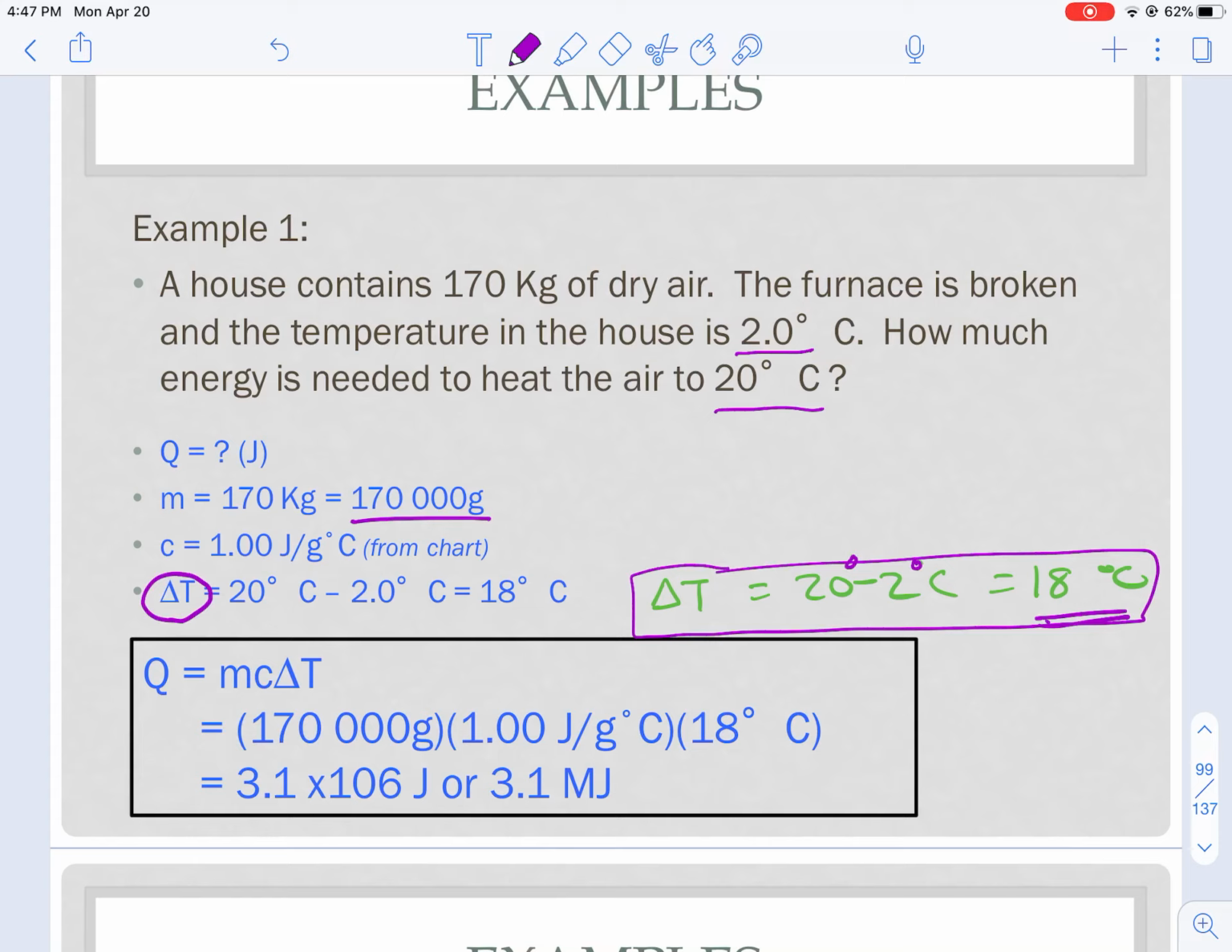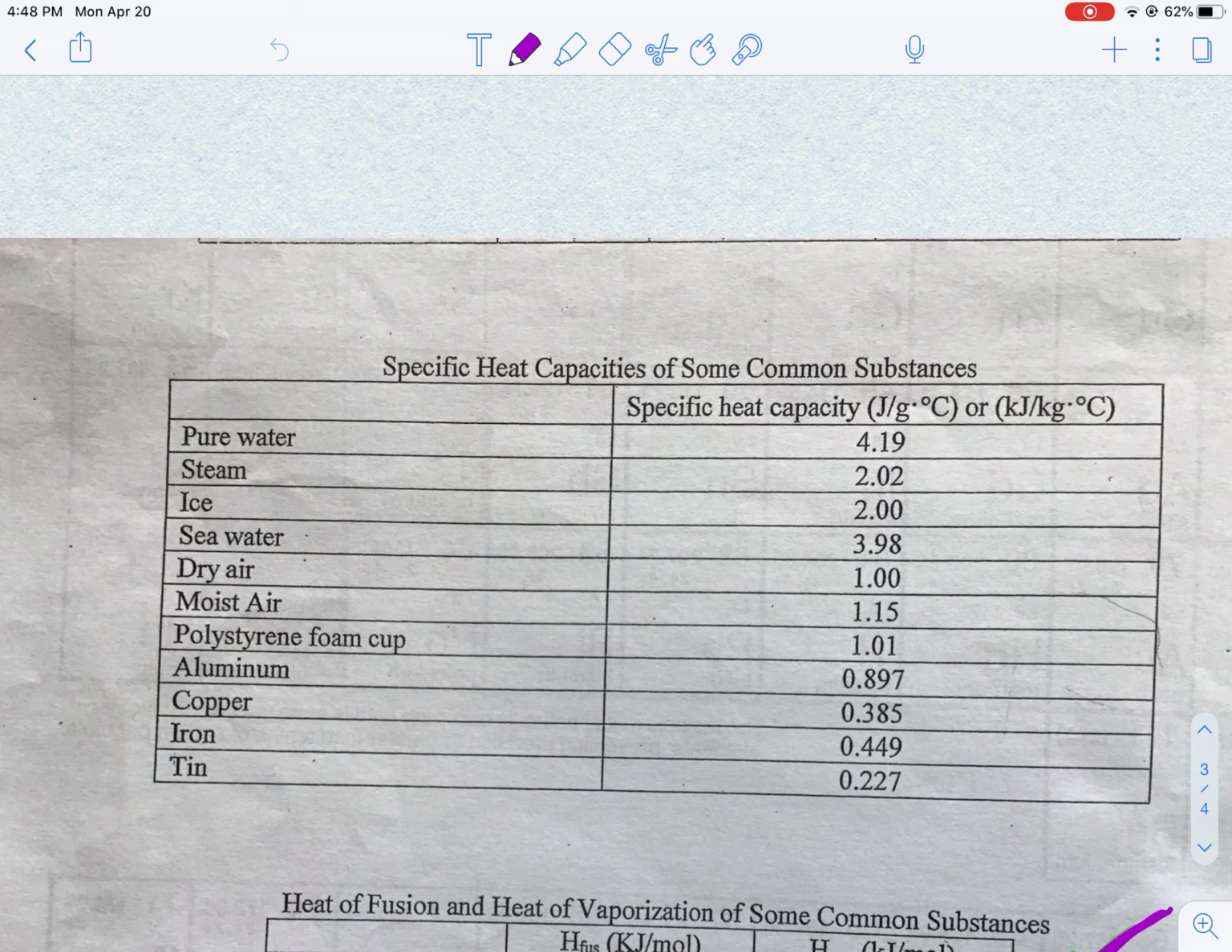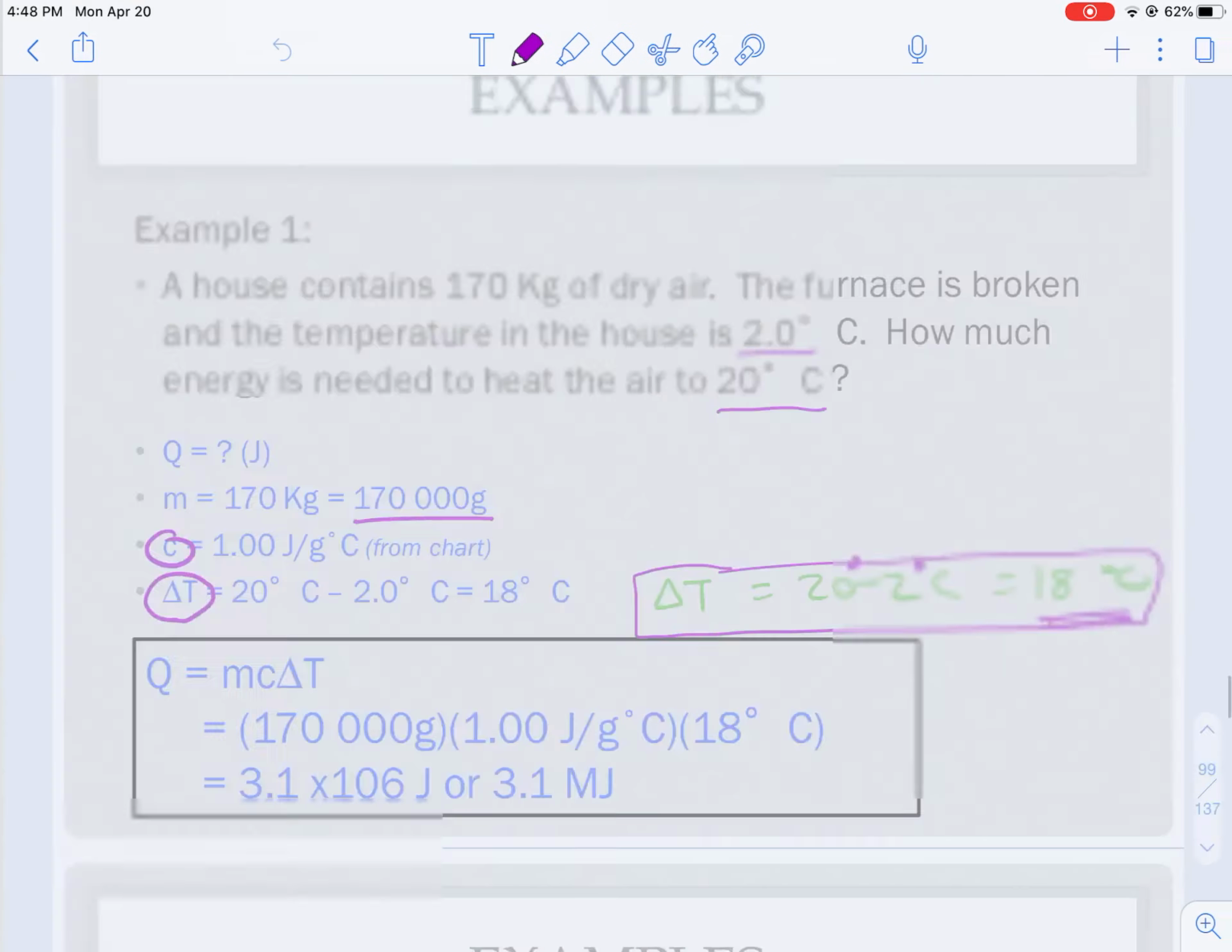We're talking about dry air here. And so the dry air from your chart is, and you guys can go back to your chart and check that, it's 1.00 joules per gram degree Celsius. I can go back to the chart and show you that, but it's right here.